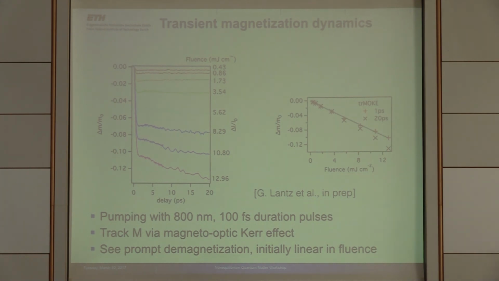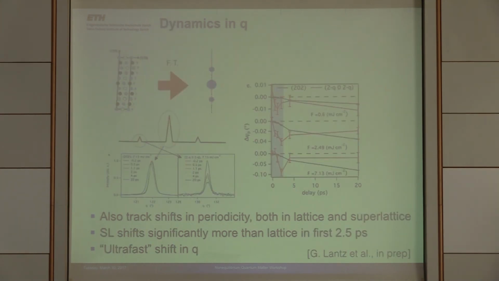What we also see with the magneto-optic Kerr effect are changes in the magnetization, similar to what you would see in iron or cobalt or nickel, that occur on basically a 100 femtosecond time scale, very fast. So it's another case of ultrafast demagnetization in the material. The magnitude of that drop scales with the fluence. So it's linear in the fluence.